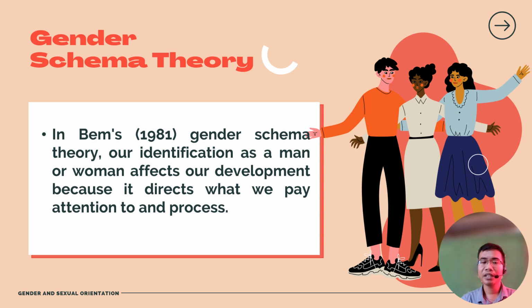Next is the gender schema theory. What is this gender schema theory? When we say schema, these are a set of experiences registered in your mind, previous or past experiences, and these past experiences have some use in what you are in the present. In Bem's 1981 gender schema theory, our identification as a man or a woman affects our development because it directs what we pay attention to and process. So how we identify ourselves also affects our development, because that is what we are going to engage with.